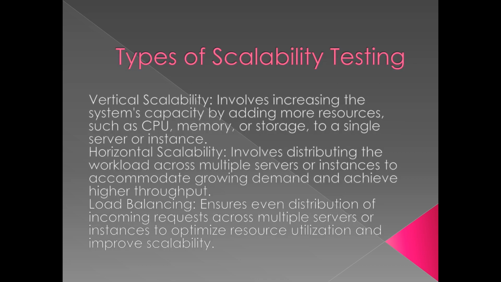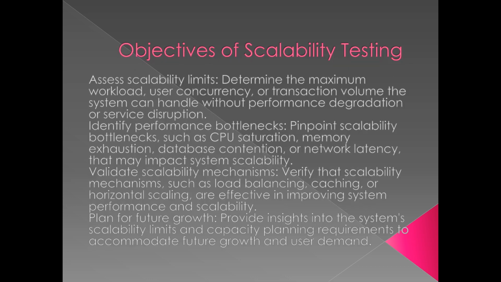Types of scalability testing. Vertical scalability involves increasing the system's capacity by adding more resources, such as CPU, memory, or storage, to a single server or instance. Horizontal scalability involves distributing the workload across multiple servers or instances to accommodate growing demand and achieve higher throughput. Load balancing ensures even distribution of incoming requests across multiple servers or instances to optimize resource utilization and improve scalability.